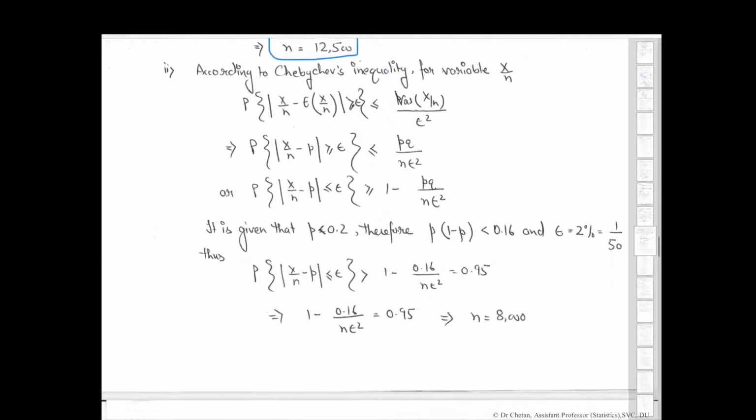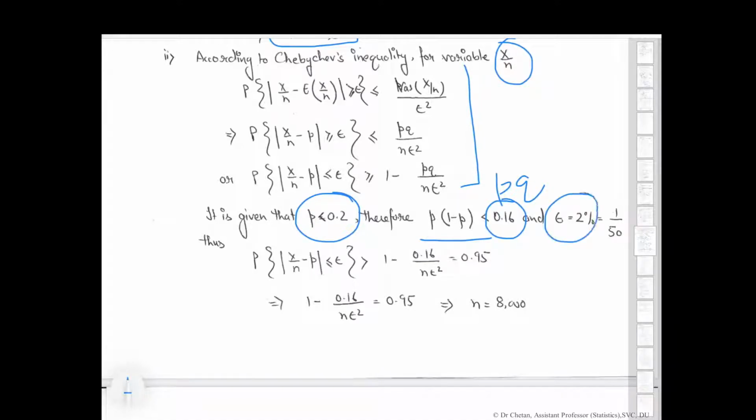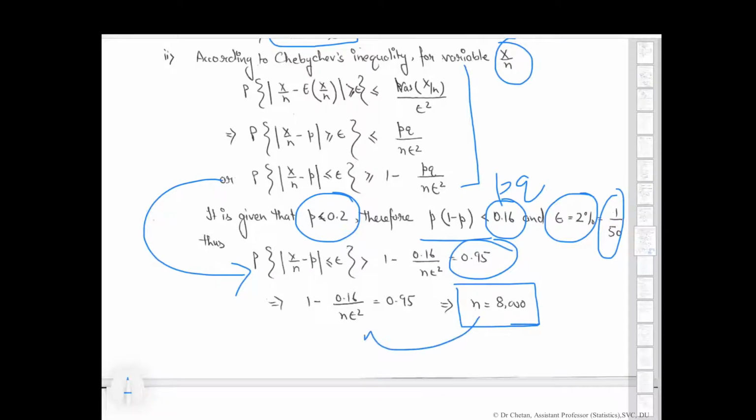Now consider the second part. According to the Chebychev inequality, for the variable X by n, we have this quantity. Here the probability is less than 0.2. Therefore, p into 1 minus p, that is pq, is less than 0.16, and epsilon is 2%, which means 1 by 50. Therefore, this equation becomes this, and 0.95 is given. Therefore, in the second part, after solving this, the sample size is equal to this quantity.